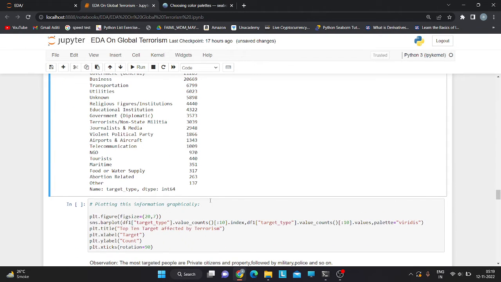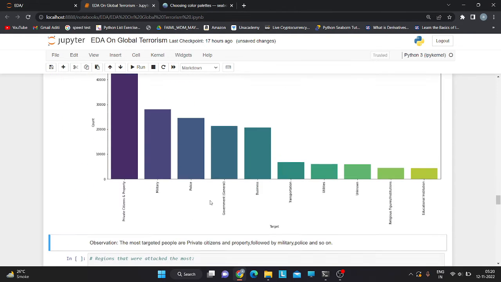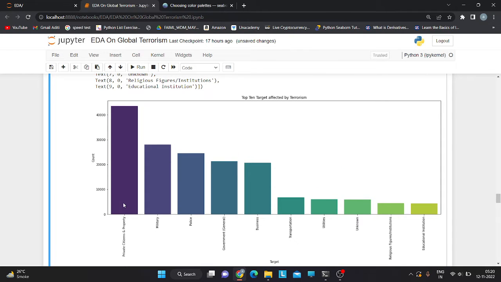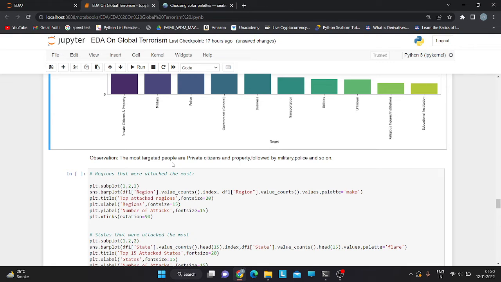So let us plot this information graphically. As we could see, private citizens are affected most in the terrorist attacks, followed by military people, then police, then government, and so on. So whatever observation that I have said, this needs to be noted down here, so that when we come up with the final conclusion, we can club all those observations.